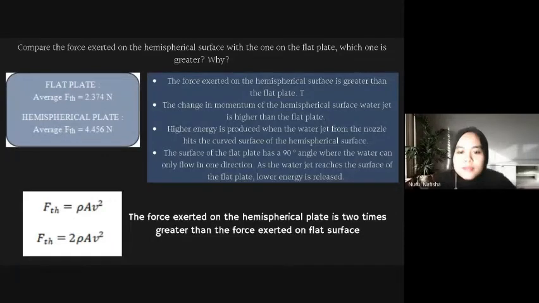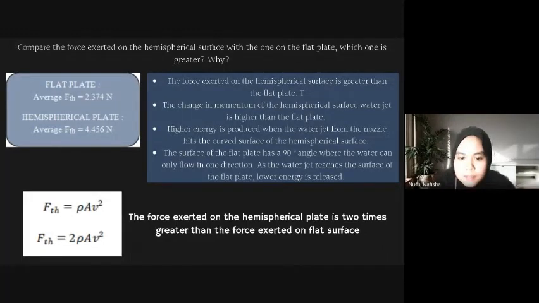This is because the change in momentum of the hemispherical surface water jet is higher than the flat plate. Higher energy is produced when the water jet from the nozzle hits the curved surface of the hemispherical surface due to the 180-degree angle of the surface that allows the water to reverse its direction. So the surface of the flat plate has a 90-degree angle where the water can only flow in one direction. So as the water jet reaches the surface of the flat plate, lower energy is released.